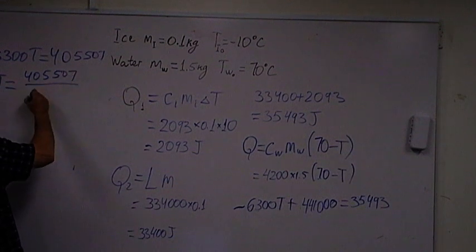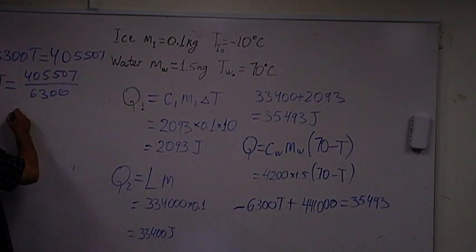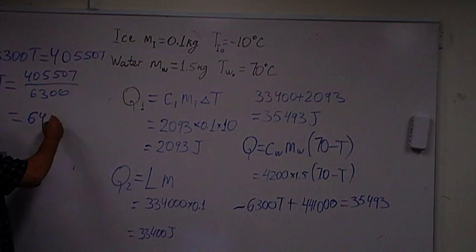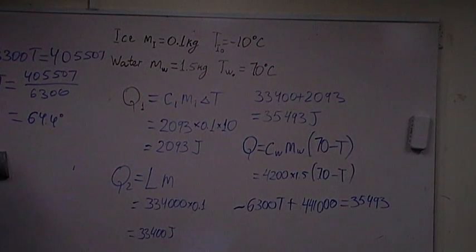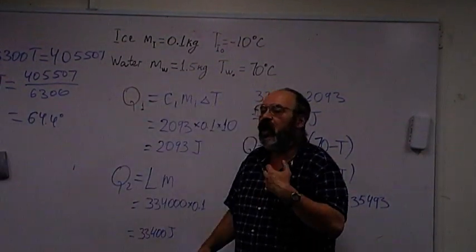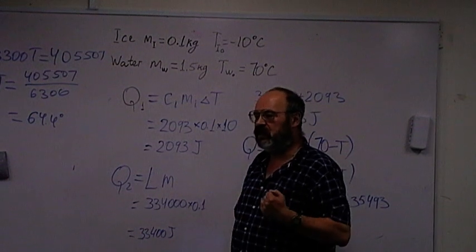And now we divide 405,507 by 6,300, and you have 64.4 degrees. Have you solved the whole problem? No. We have found what will be the temperature of the water just as a result of melting ice.